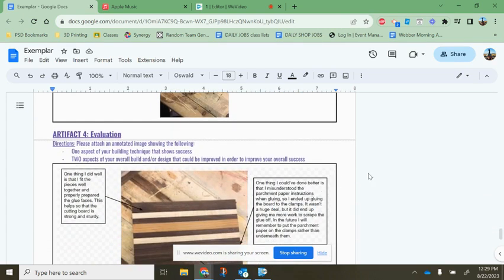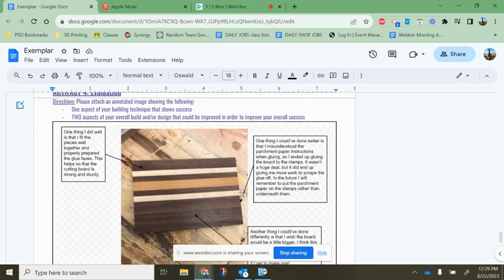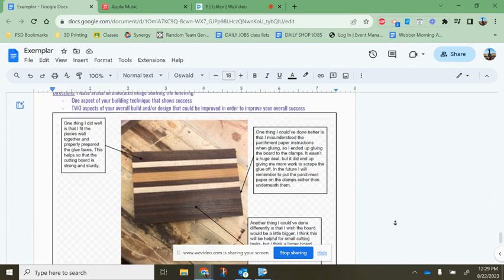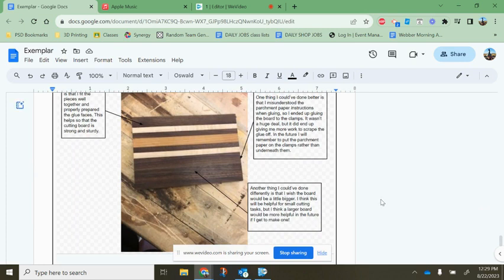The 4th and final grade, this is the evaluation phase. This is about as easy as it comes. Take a picture and then show me one aspect of your building technique that shows success. And as you can see, this person talked about that. And then 2 aspects of your overall build or design that could be improved to show your success. Notice that in each one of these boxes, the student uses full, complete sentences and ends up providing a complete understanding to me that shows grade level writing and thinking. And for that, they're going to receive a 3 or a 4.